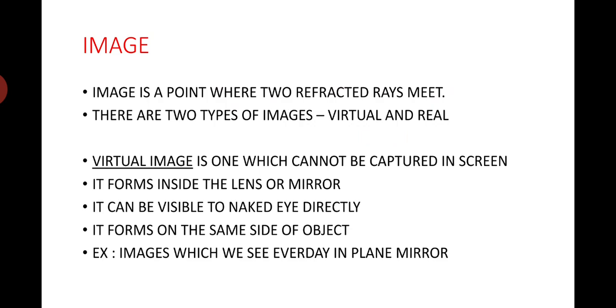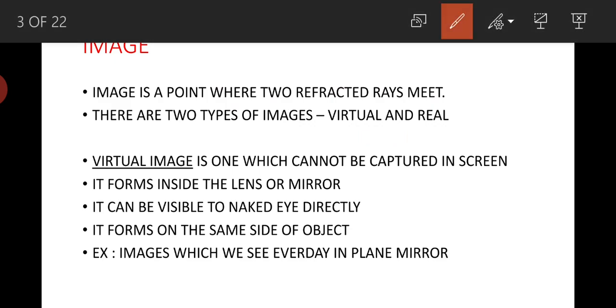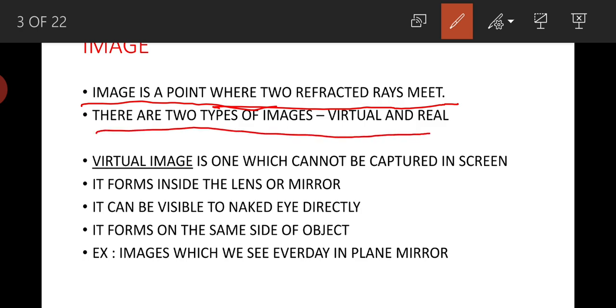First, let us see what is image. Image will form at a point where two refracted rays meet. Wherever two refracted rays meet, their image will form. So there are two types of images. First one is virtual image and the other is real image. Virtual image is one which cannot be captured on a screen.